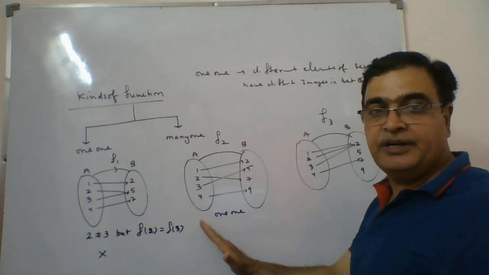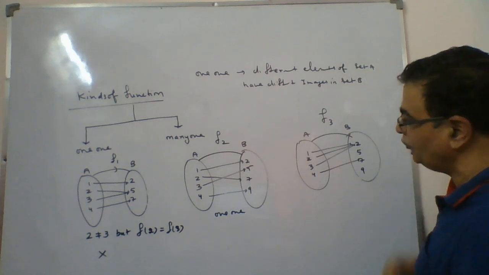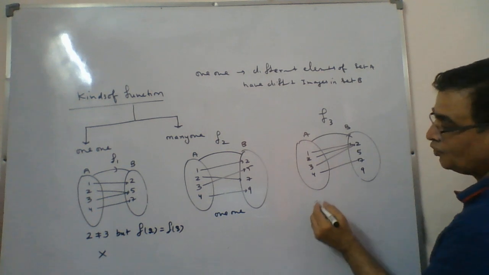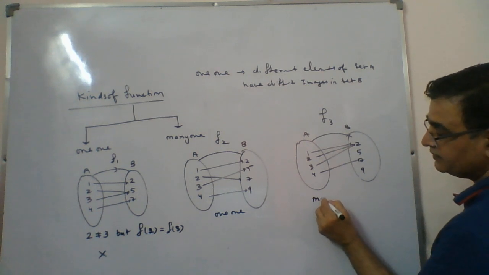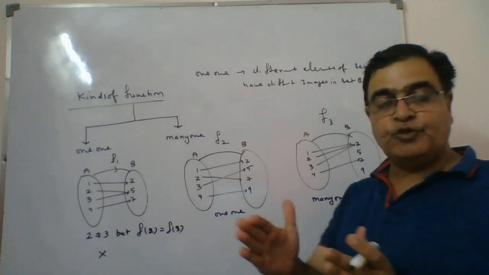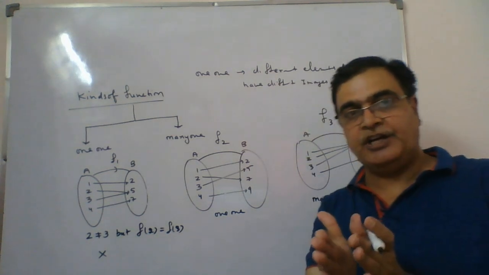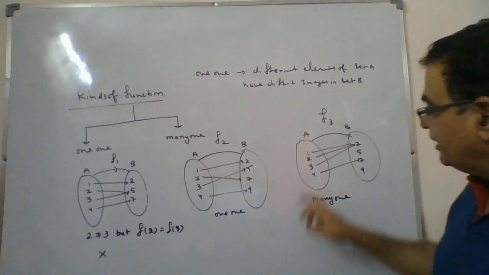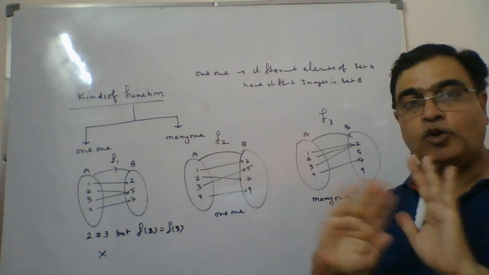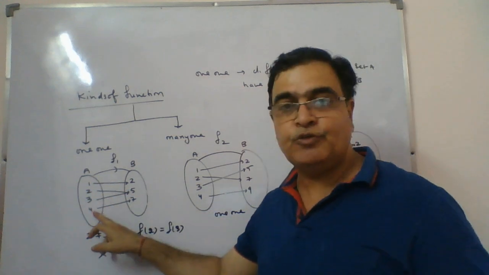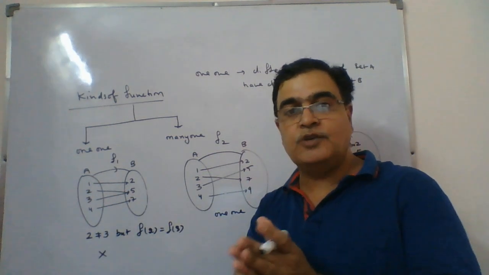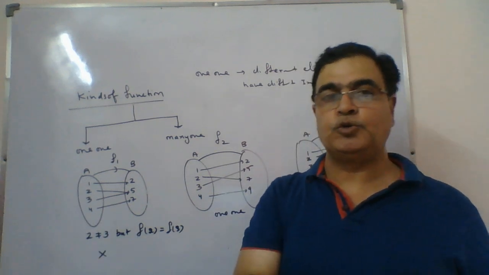Because different elements here have different images. Here, what you will find, these are different elements, but their images are the same. So we will say it is not one-one, which means it is called many-one. Many-one means at least two different elements have the same image. Here in this case, three different elements have the same image, so we'll say many-one, not one-one. In this case, two different elements have the same image, we'll say it will be many-one. So any function which is not one-one automatically comes out to be many-one.